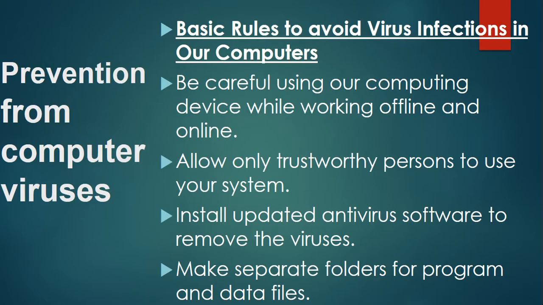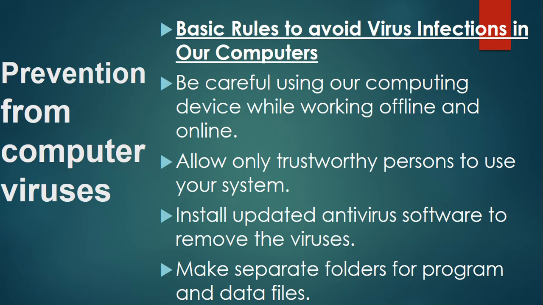So this was the video by which we went through once again the types of viruses. For prevention from computer viruses, what do we have to do? There are some basic rules to avoid virus infections in our computers. We must be careful using our computing devices while working offline and online. Online means we should not use the camera, we should not use untrustworthy websites, and so on. And offline, we should not use a suspicious CD or suspicious file. We should not click on any link like that.